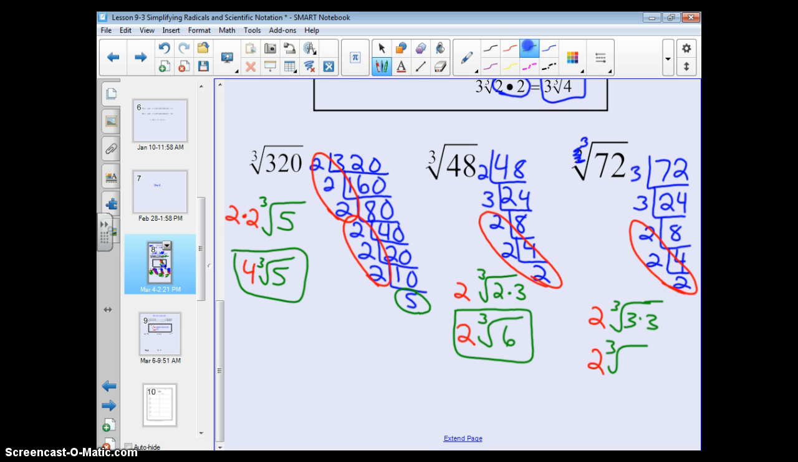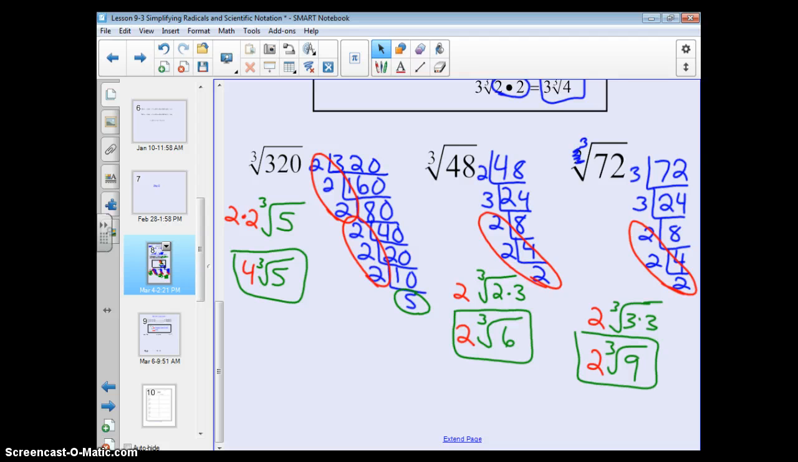So our final answer, if we multiply those together, would be 2 cube root of 9. So again, the difference here between simplifying a square root and simplifying a cube root is that instead of circling groups of 2 and bringing those outside, we're circling groups of 3 and bringing those outside the cube root. Okay?